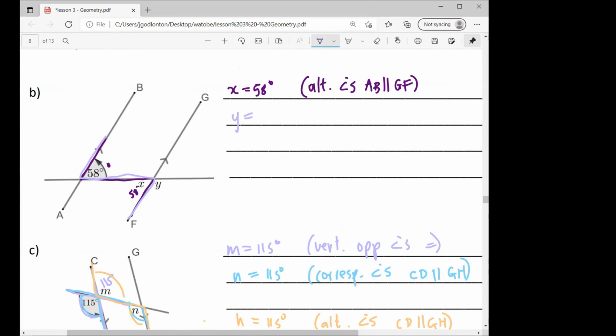Ma'am, is Y equal to 122? It absolutely is. Can you tell me my reason? I think because of angles on a straight line. Yes, well done. Angles on a straight line. Absolutely good. And then this will be 122.